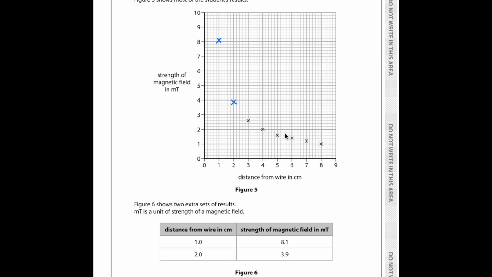And then we had to draw a line of best fit. So it's going to come all the way down like that. Let's see how steady my hand is. Coming down like that. That'll do.